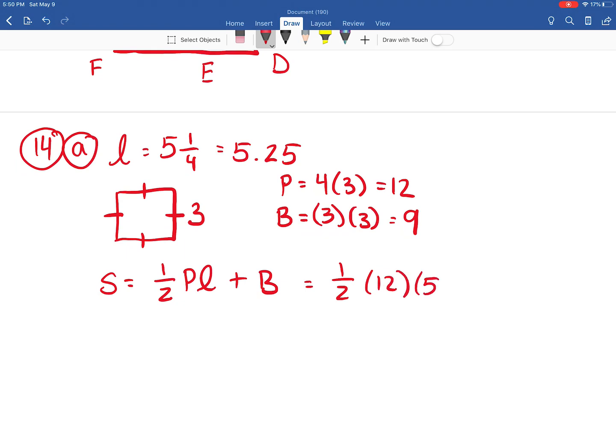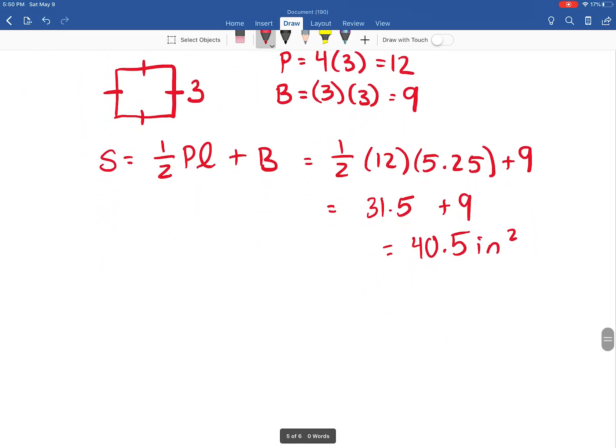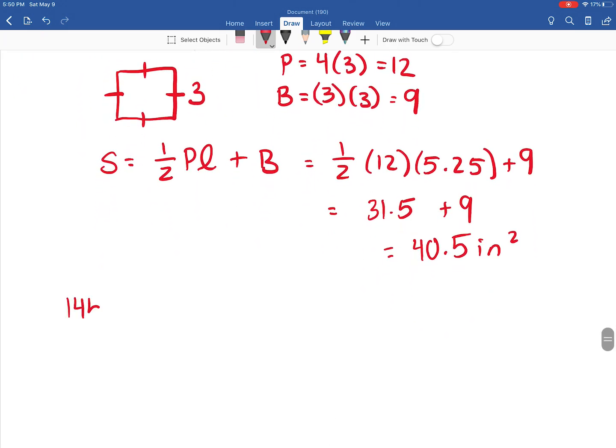Now plug in 1/2 perimeter times the slant height plus the area of the base. 12 times 5.25 times 1/2, or divided by 2, and add 9 to get 40.5 inches squared. It's talking about area, so I need to make sure that I label it correctly.